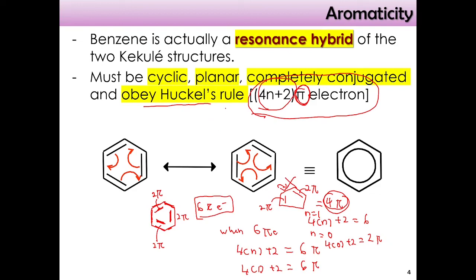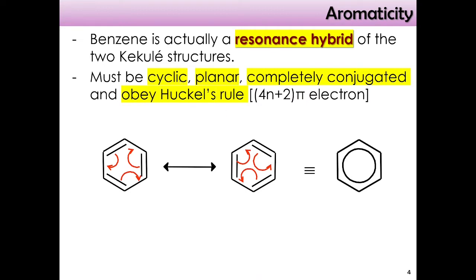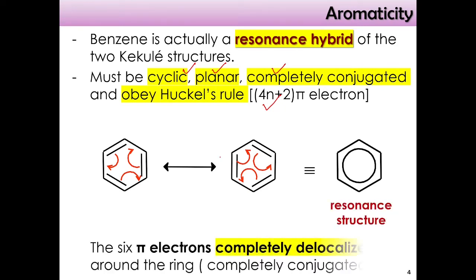It must fit all the statements. It must be cyclic, it must be planar, it must be completely conjugated, and it must follow Huckel's rule, and then we can consider this as an aromatic compound. And that is the resonance structure. The 6 pi electrons, which I explained earlier, can move around, which means they can completely delocalize. Delocalize means they are not at one local part. They can move around.